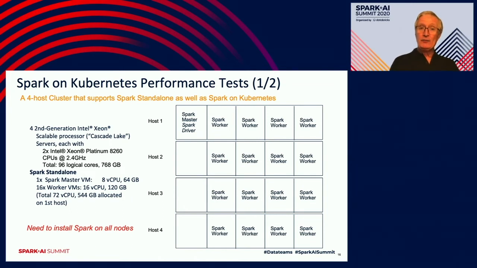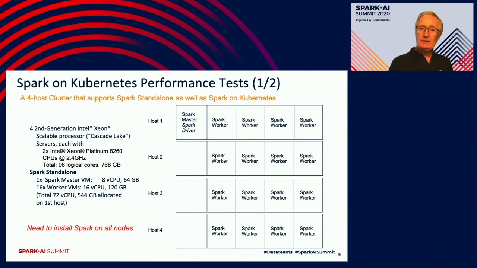And the four rows here, host one to host four, represent four second generation Intel Xeon Cascade Lake servers, quite powerful servers with two sockets in each one, Intel Platinum 8260 at 2.4 gigahertz. With hyper-threading on, which we'd recommend, you have 96 logical cores or hyper-threads and 768 gigabytes of memory. So decent-sized machines here, but not the biggest machines in the world by any means.